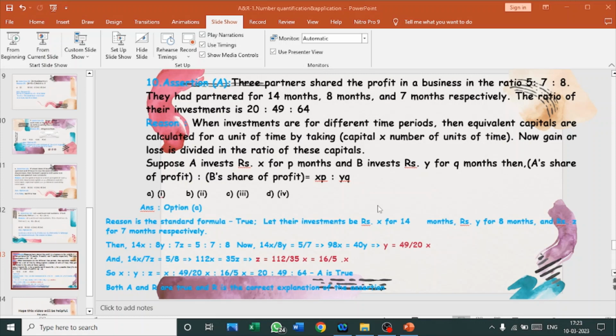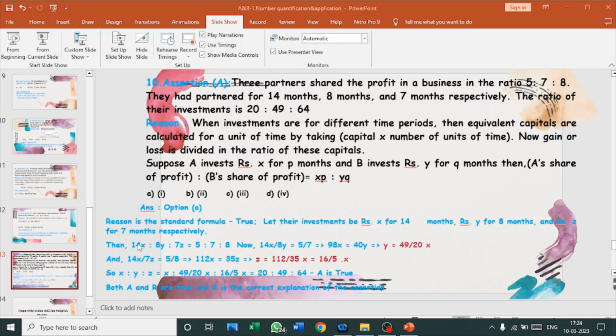When the reason is true, we have to go and check the first 2 options whether it is connecting or not. Here also the assertion is telling about it. 14 months 5 portion, 8 months 7 portion, then 7 months 8 portion they have invested. So the ratio of their investments is given as 20, 49 and 64. We will calculate this. Let the investments be X as it is given. It is not given in the question. Take the investment of the first person X, second person Y and third person Z.